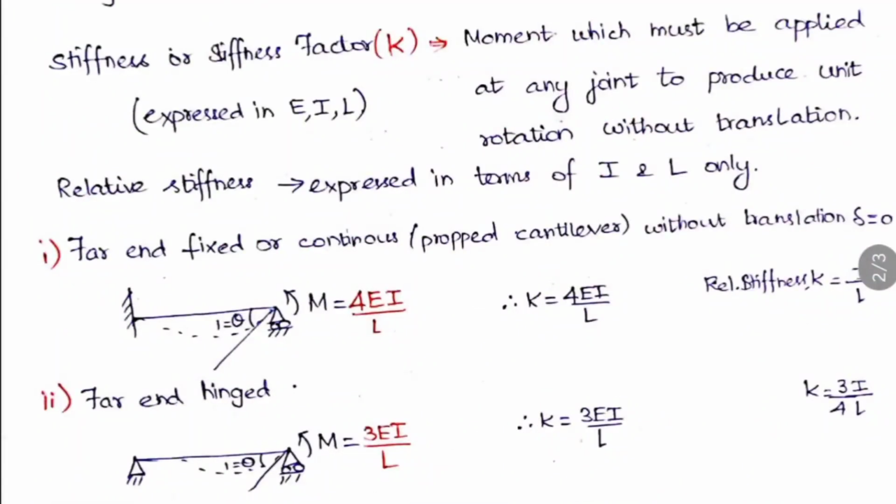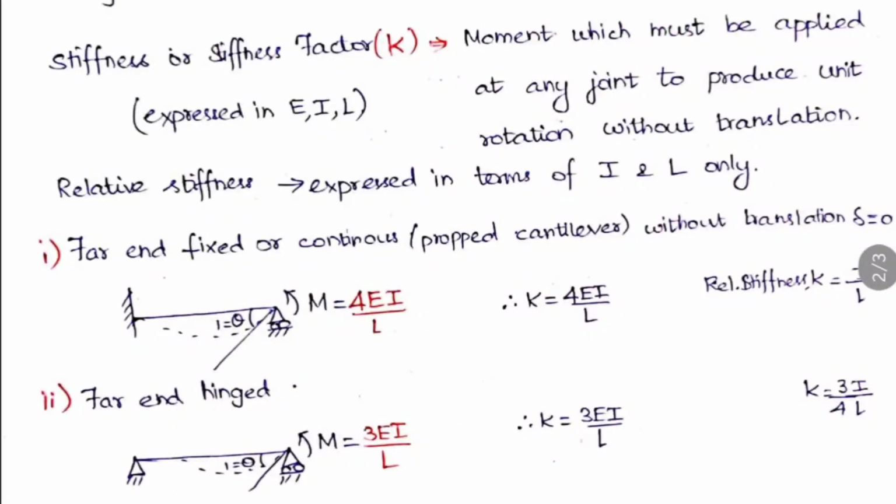The next thing we are going to see is the stiffness factor and relative stiffness. The stiffness factor is denoted as K. Based on the stiffness factor only we will be solving these problems. It is the moment which must be applied at any joint to produce unit rotation without translation. That moment we call the stiffness or stiffness factor, but usually this will be expressed in terms of E, I and L.